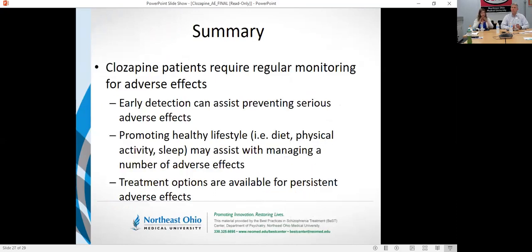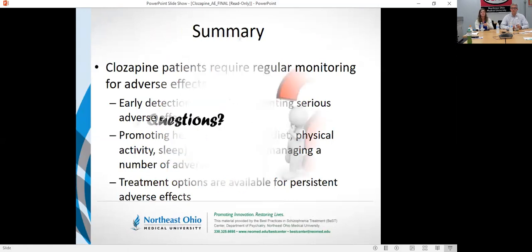So just to wrap up, there's a lot of monitoring that we can do. This is a great opportunity with the use of clozapine to really be continually involved with assessing the side effect burden that patients have. While we can detect things early, maybe promoting a healthy lifestyle can help manage those. But if we're unable to manage them with the healthy lifestyle, we do have some treatment options that are available.